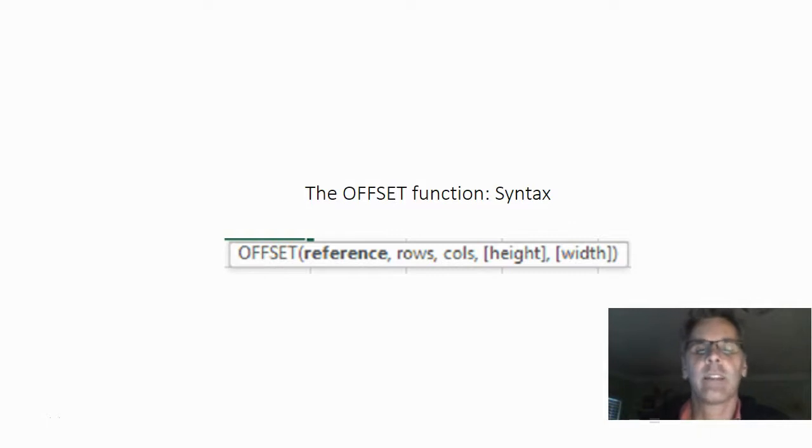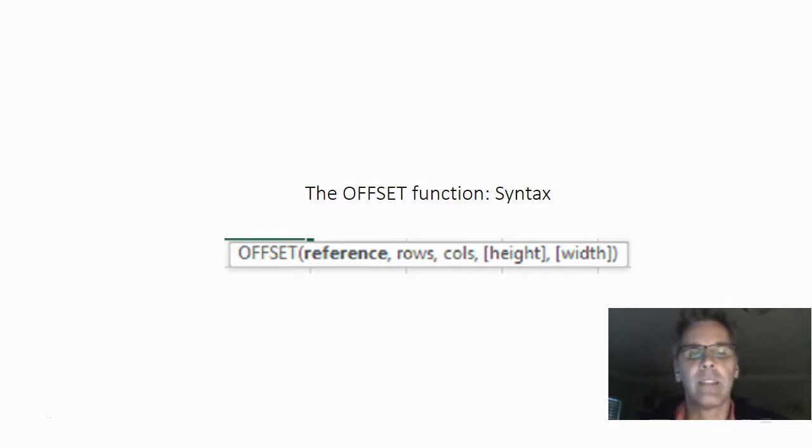I am the Accidental Excelist, and in this video we're going to take a look at the offset function. As you can see here on the screen, the offset function is just a simple function with 5 arguments. 2 of those are optional arguments as denoted by the square brackets, height and width, and we'll get to that in a little bit. But I want to start off just demonstrating what the offset function is using the 3 required arguments, the reference, the rows, and columns.